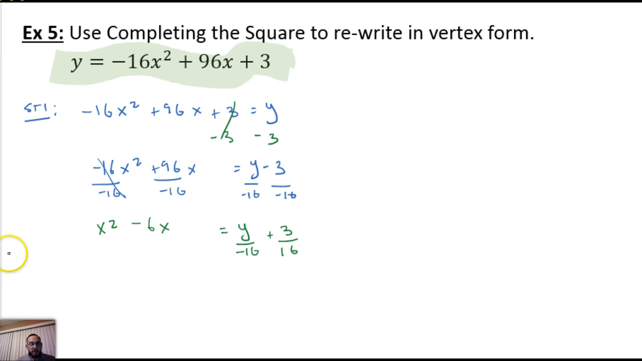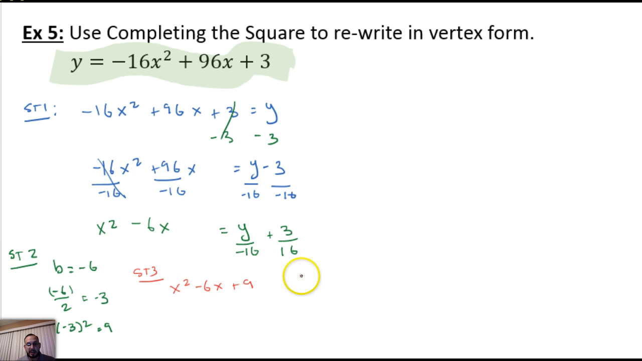Okay. So we're going to go to step 2. Step 2 is to take my b value, negative 6, and divide that by 2. I get negative 3, and then I'm going to take negative 3 and square it. I get 9. So if I go to step 3, I'm going to just plug that 9 directly back in, and I get x squared minus 6x plus 9 is equal to y over negative 16 plus 3 over 16 plus my 9 over 1. I'm going to factor this out for step 4. I get something nice like x minus 3 squared.